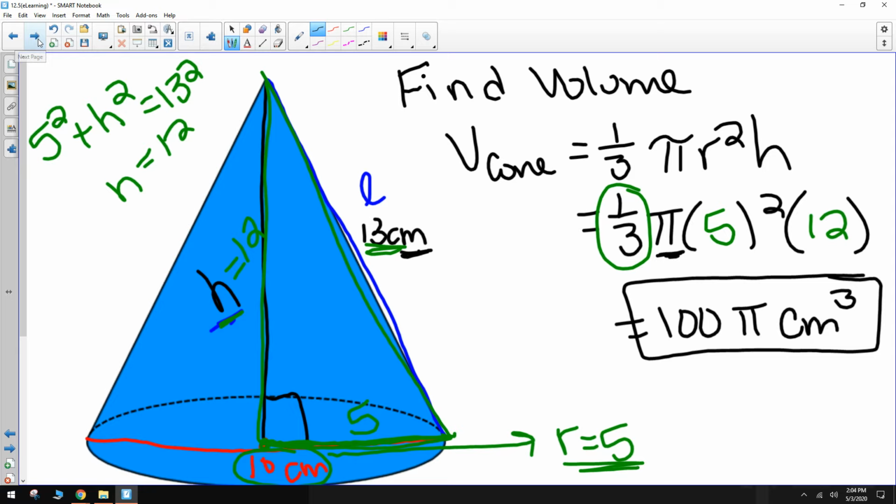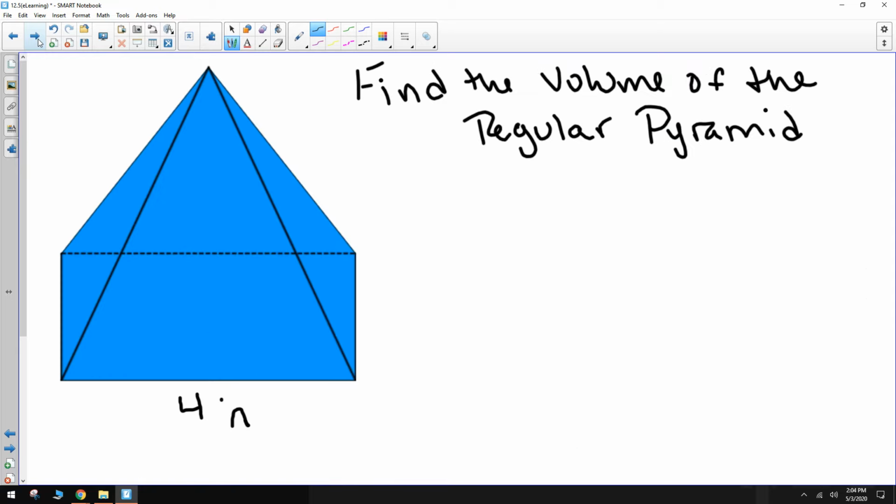All right, let's try another example. We're going to find the volume of the regular pyramid. The first thing I want to take a look at here is that it says a regular pyramid. Regular. If you remember far back to the first video of this unit, regular pyramid meant that all sides are equal. Anytime you use the word regular with a polyhedron, it means that all sides are congruent and all angles. We don't need to worry about the angles though.